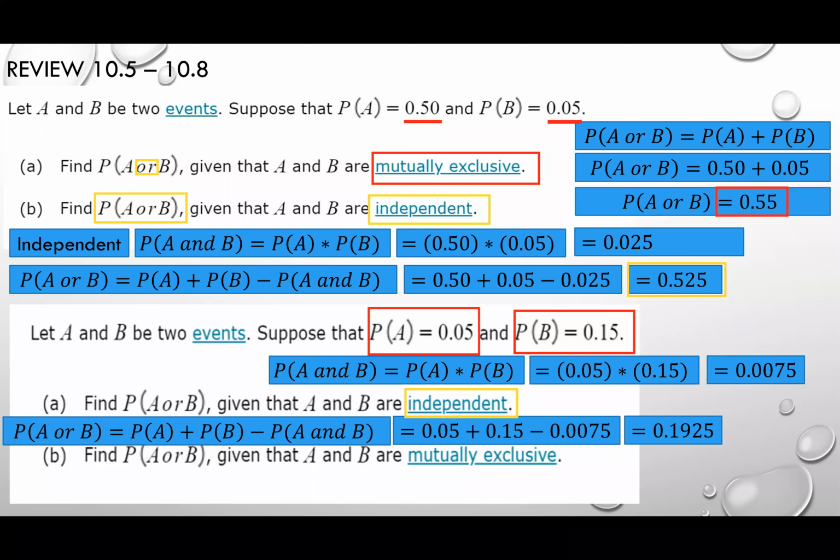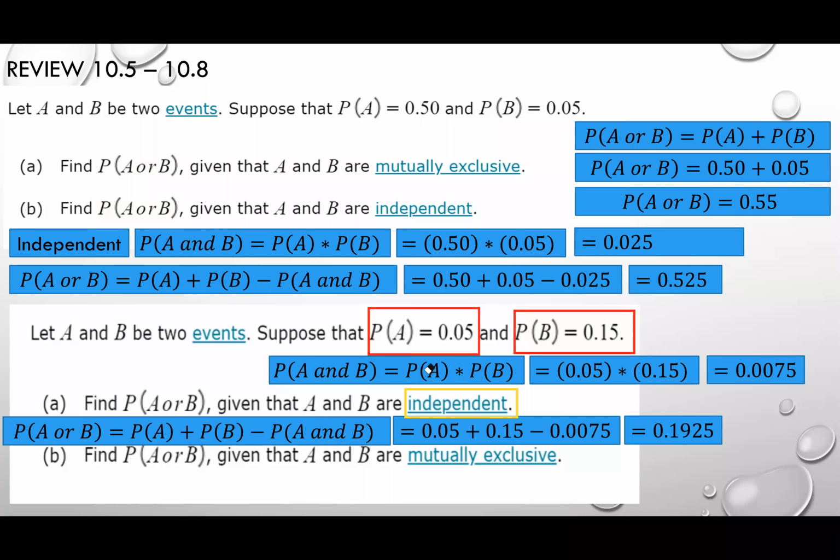Let me ask you guys a question. How does independence connect to the probability of A or B? For this one, they kind of bend the rule a bit and force you to connect the two items together. But the idea is you multiply them and then subtract that from the addition of the two.